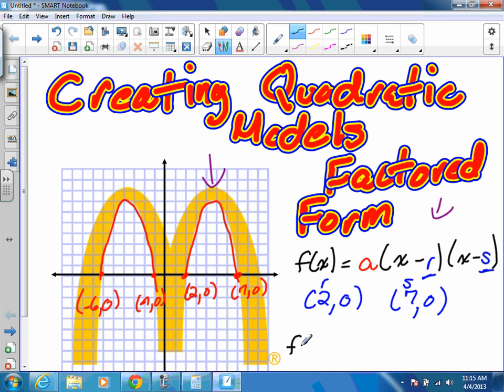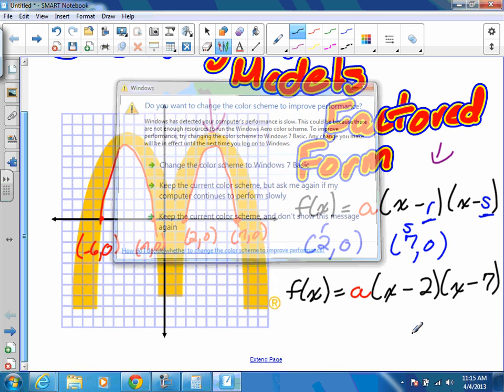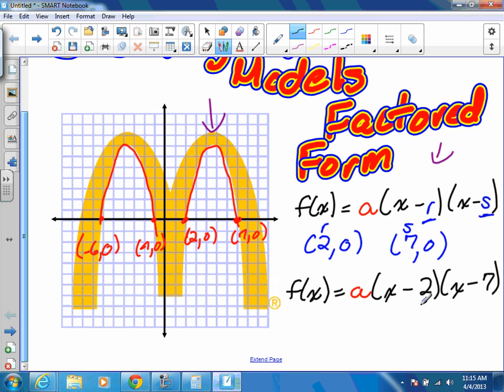We have f of x is equal to, do we know the a value? No, we still don't know the a value. We do know it's negative, good, because it is opening downwards. And we have x minus positive 2 and x minus positive 7. Okay? I specifically said it that way because we're going to do other examples that show you how that changes a little. So what we have now is a good chunk of this formula already created. The only variable we really need to finish this out with is our a variable.